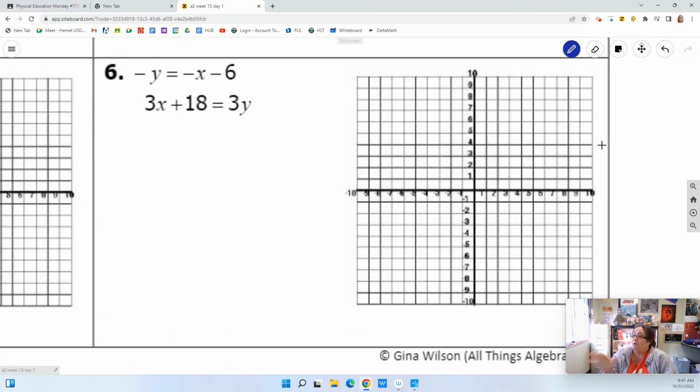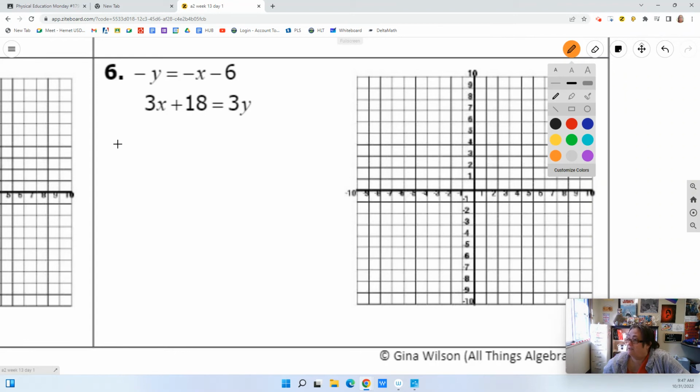So, first problem that we're looking at, fairly easy. If you look at that bottom problem, both of these are almost in slope intercept form, right? If you look at the first problem, the only thing that's keeping it from being in slope intercept form is that we have that negative in front of the y, which means we're going to have to divide or multiply everything by -1.